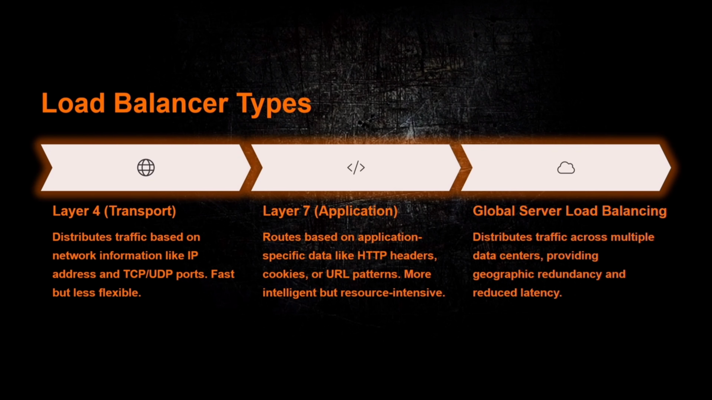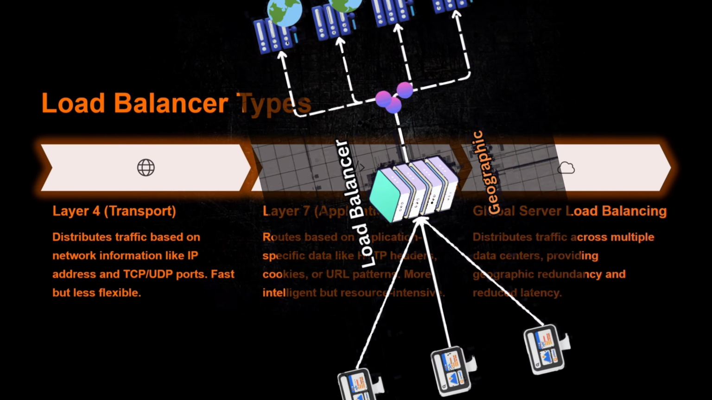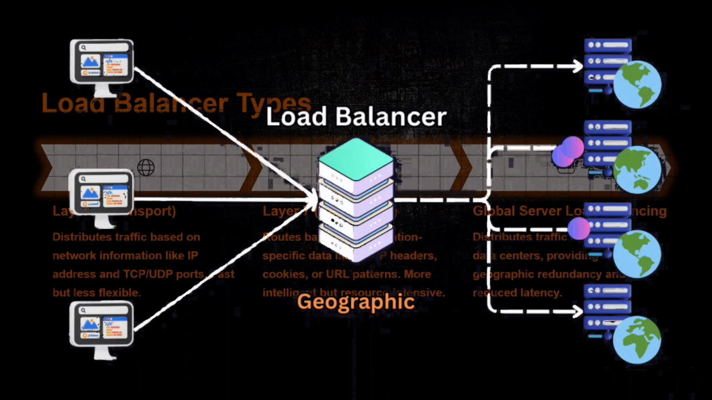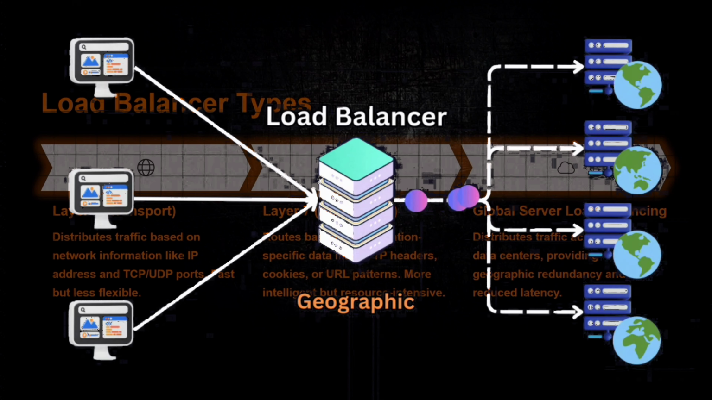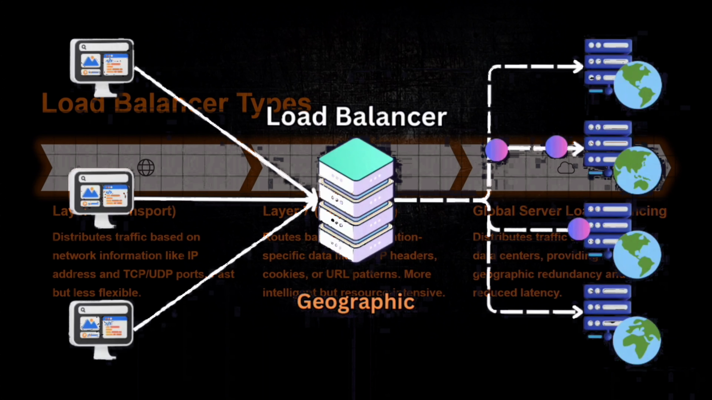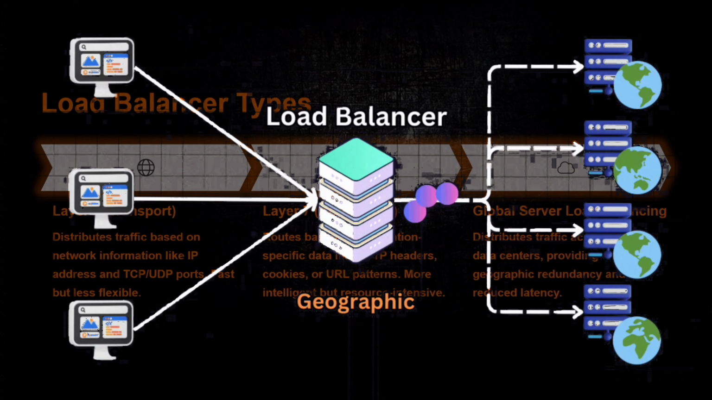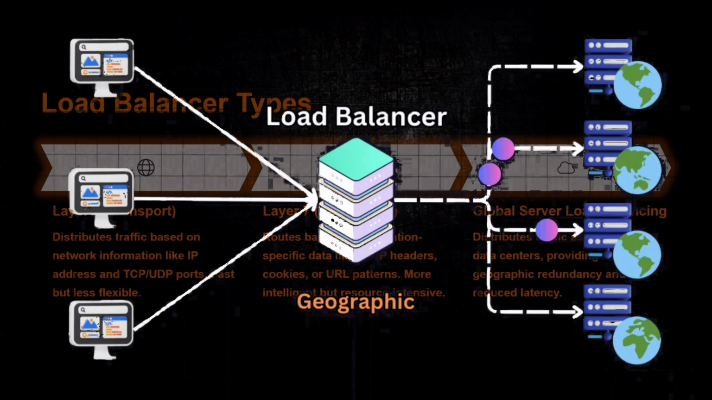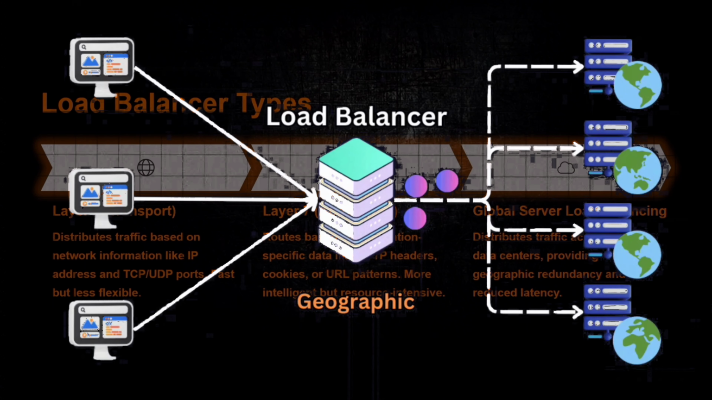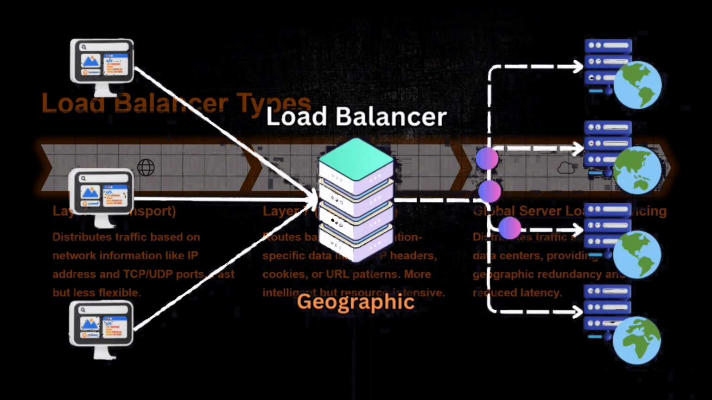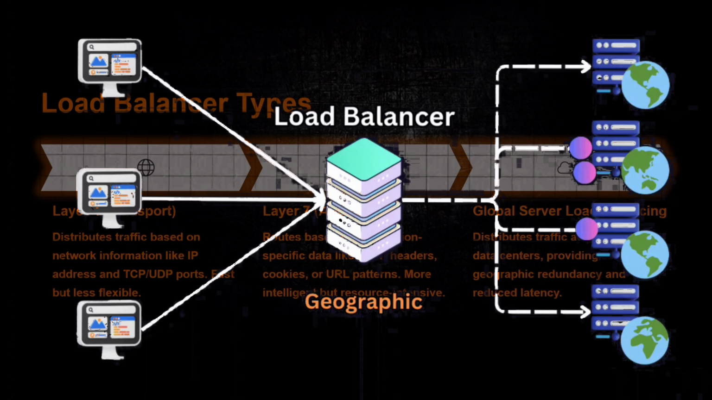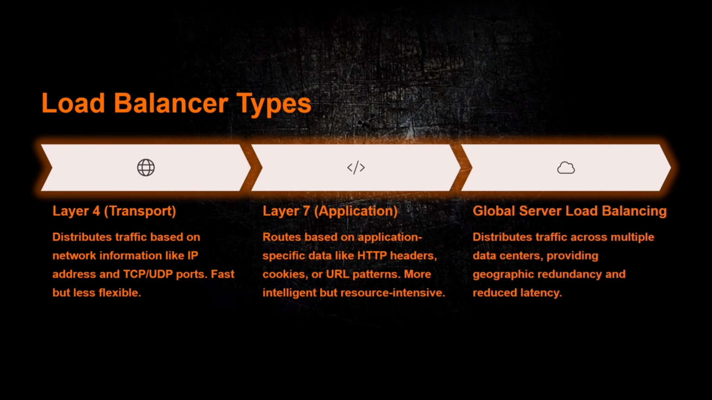Finally, we have Global Server Load Balancing or GSLB, which operates on a much larger scale. GSLB distributes traffic across multiple data centers located around the world. This setup offers geographic redundancy, meaning if one data center goes down, another can take over, and it helps reduce latency by directing users to the closest data center. So it depends on our need, whether it's speed, intelligence, or global coverage, there is a load balancer type designed for us.